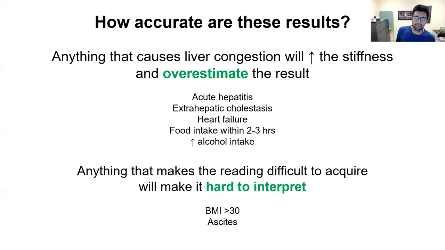And there are things that can make the reading difficult to acquire, which then make it hard to interpret. So if you have a patient who has a BMI greater than 30, getting the probe in the right place can be difficult, and ascites can make that acquisition of information difficult as well.